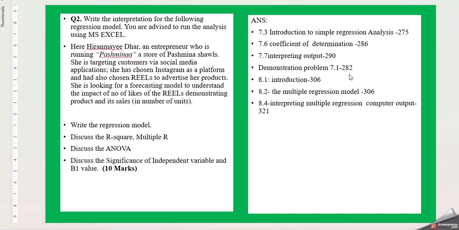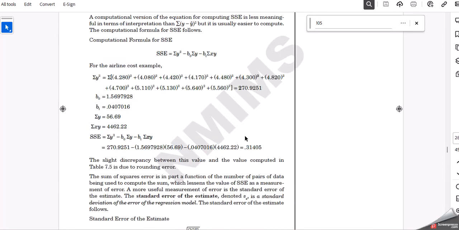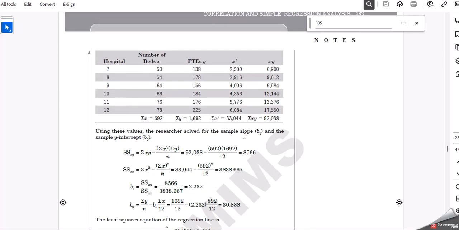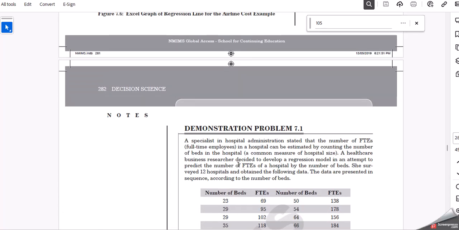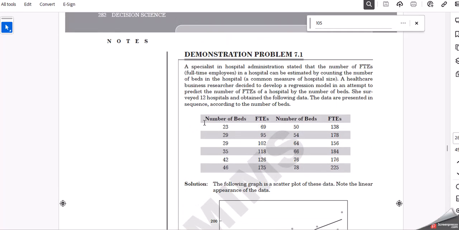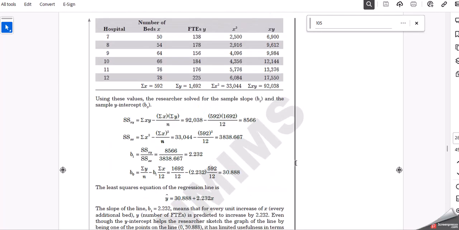Then demonstration 282. I think this is the one. This is one of the problems you can look at to understand the regression formula, but very vaguely, not coming close also.